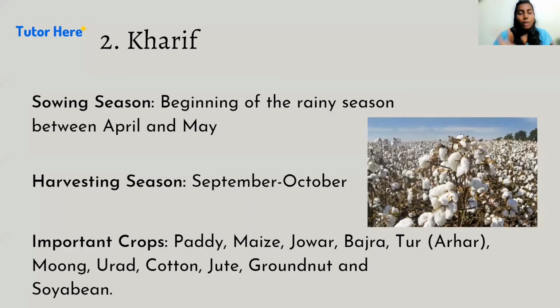The second cropping season that we will be looking at is Kharif. Kharif is sown at the beginning of the rainy season, that is from April to May, and is harvested between September to October. The important crops in Kharif are paddy, maize, jowar, bajra, tur, moong, urad, cotton, jute, groundnut, and soybean.